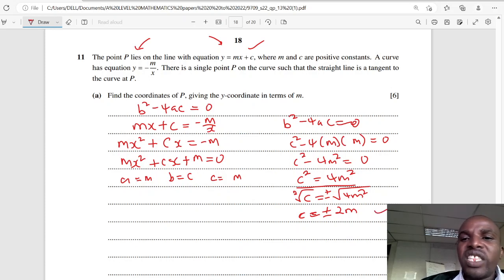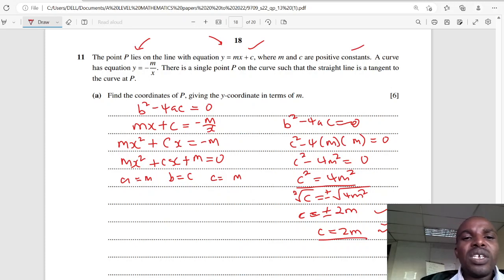But we are given that c is a positive constant. So you can say c = 2m, where m is also a positive constant, because c can never be negative. So this is the value that you can take. That's the coordinate of c. Right, now let's move on to the other part.